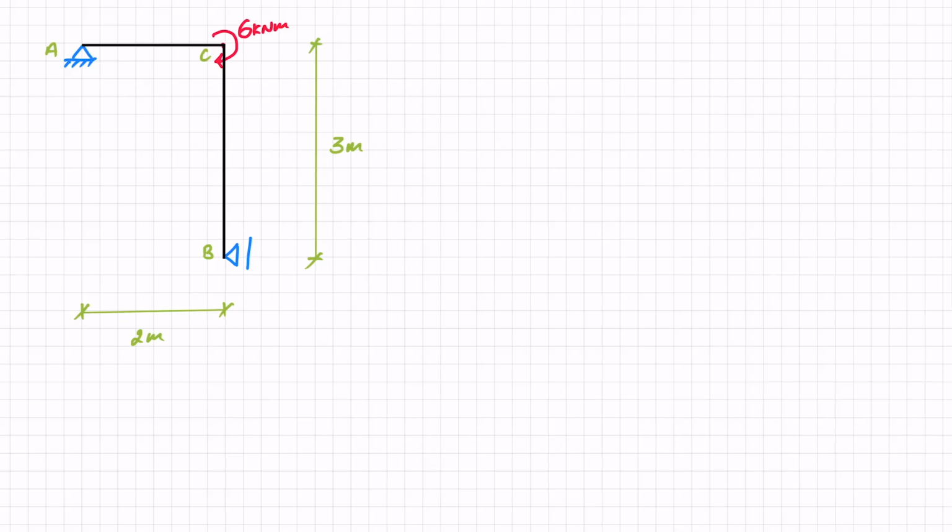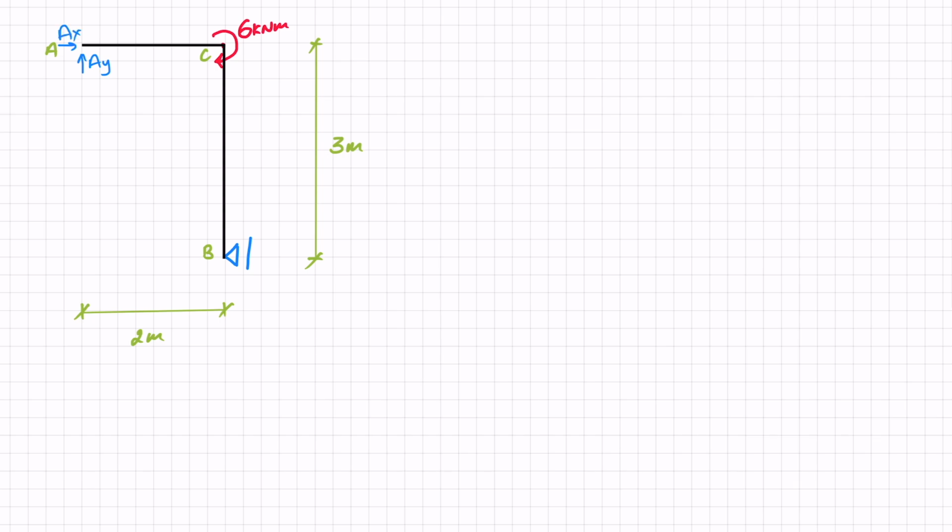So the first thing that I need to do is create my free body diagram. And I do that by putting the reaction forces in place instead of the supports drawn. Let's have a look. At A, we've got a pin support. That means 2 forces. Let's get rid of that support there. Let's draw our reactions AY and AX.